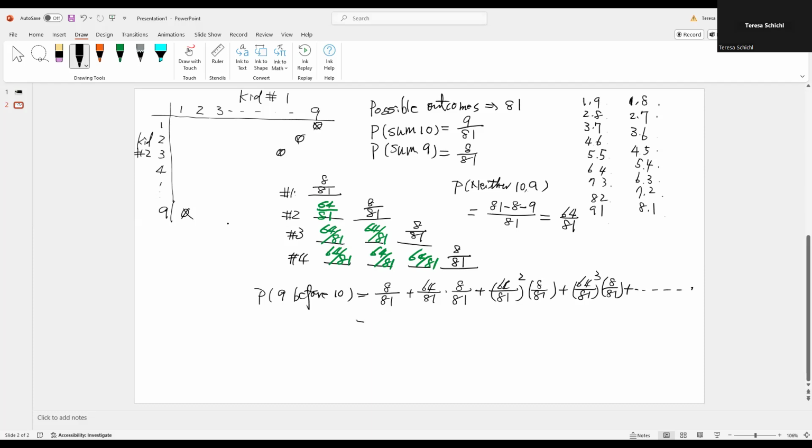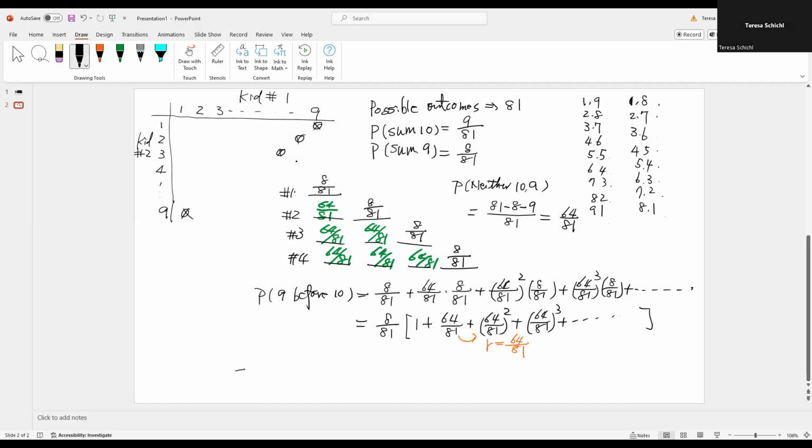So in order to find the sum, I can take the factor A over 81 out, all right? After you take the A over 81 out, this will be 1 plus 64 over 81 plus 64 over 81 squared plus 64 over 81 cubed, and so on. So this is the geometric series, and the ratio R is what? It is 64 over 81.